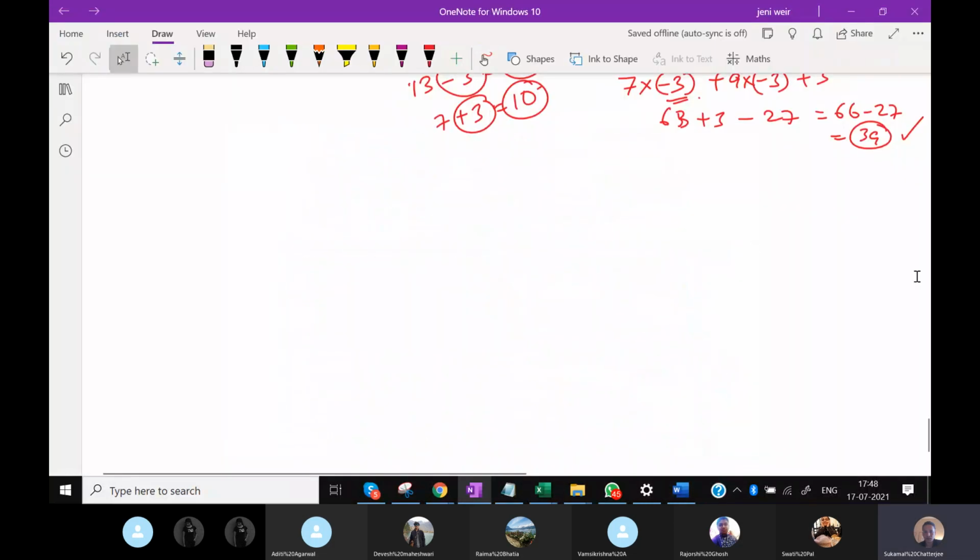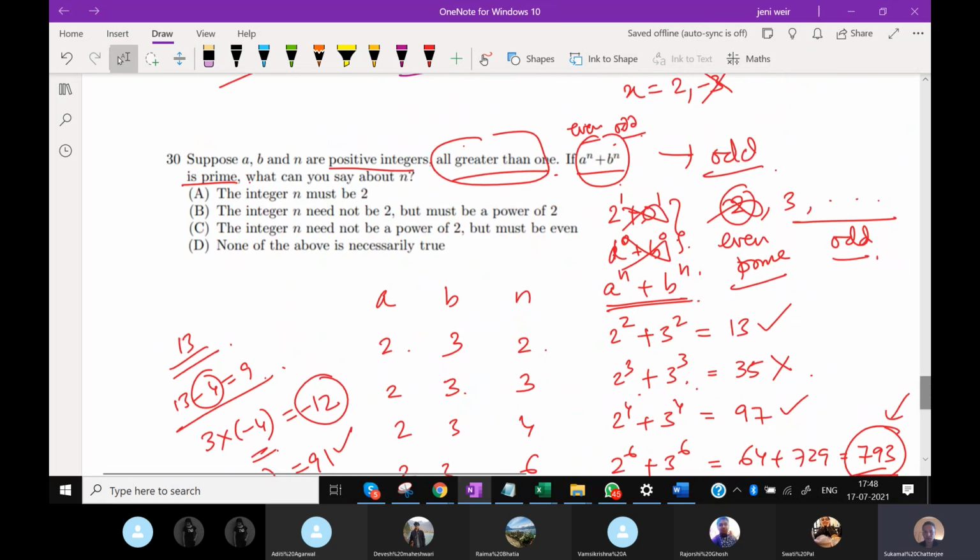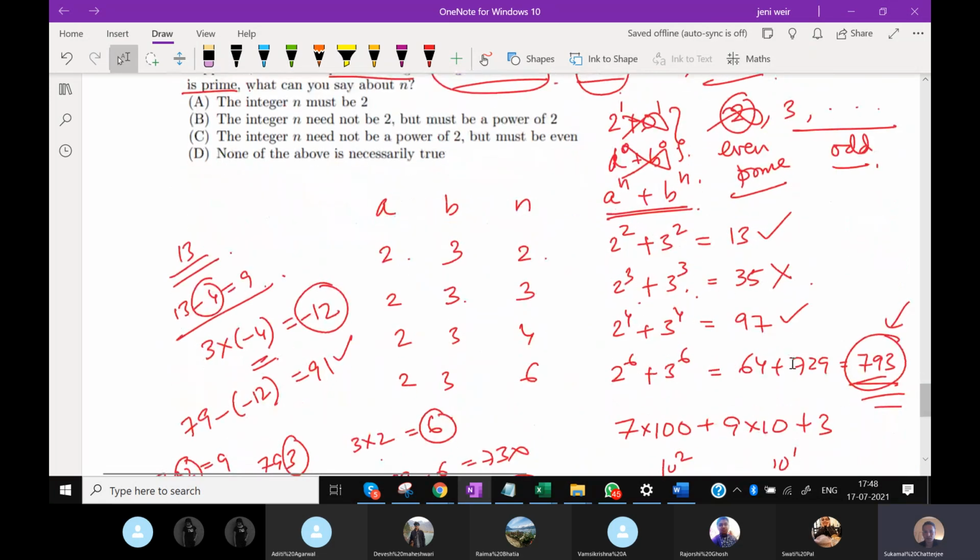Okay, sorry, I did not finish the question. From here I can see that it will be a prime for 2, not for 3, for 4, not for 6. That means it cannot be even, because 6 is even, it is not prime. So it has to be 2 or powers of 2.